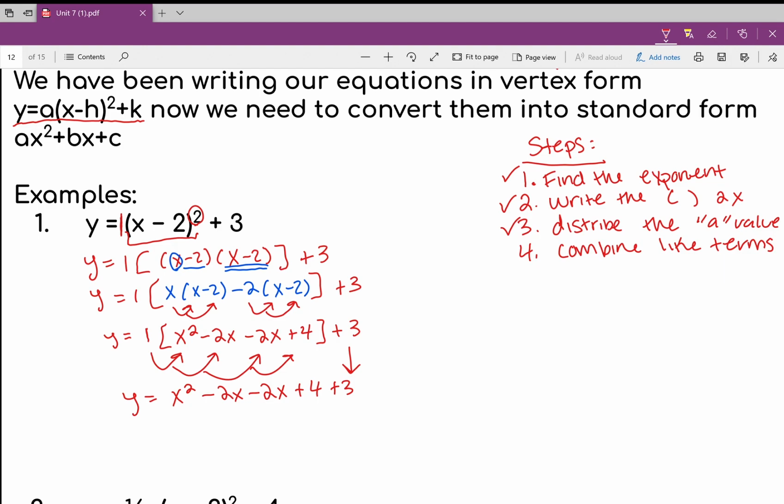Step 4 says combine like terms. So now I'm combining all the terms that are the same. The negative 2x terms are in the middle, and then the numbers at the end. I'm left with y equals x squared, negative 2x plus negative 2x is negative 4x, and 4 plus 3 is 7. So that's my answer. First I wrote my parentheses 2 times. Then I did double distribution, then I distributed my a value, then I combined like terms. So that's our steps.